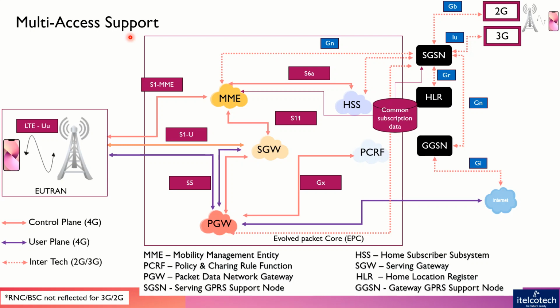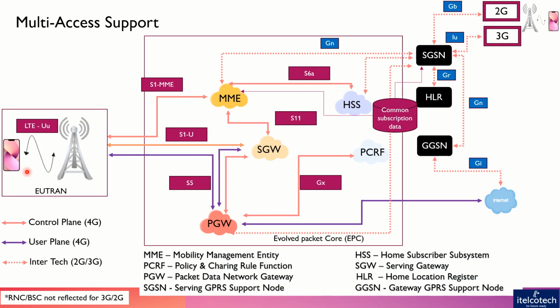Hi, so far we have seen the communication that is happening within a single network, which is the 4G technology. What if we have different technologies present in the network along with 4G? In that case, we understand there are different interfaces present. But from the user perspective, the user has to access two different core networks from time to time.